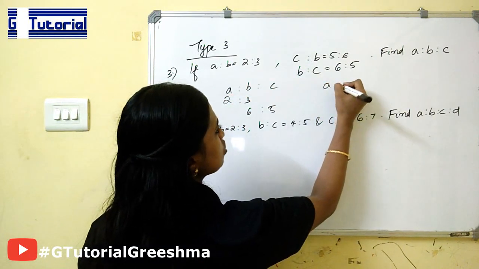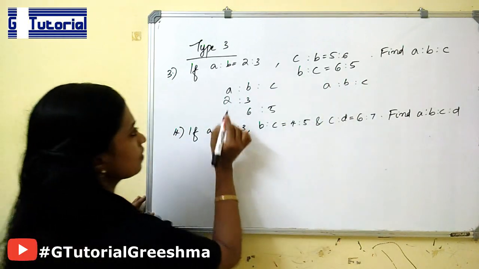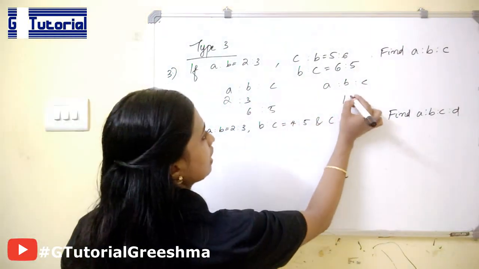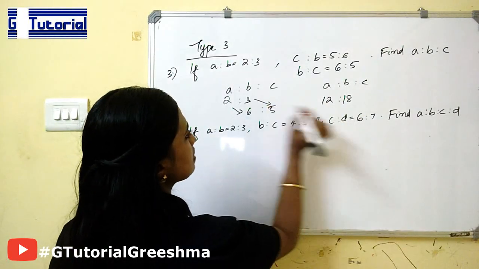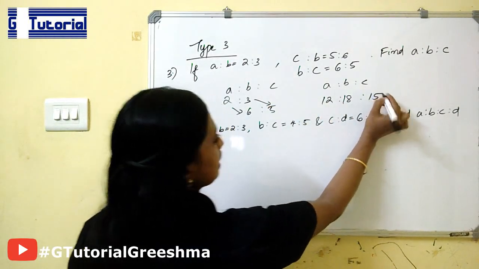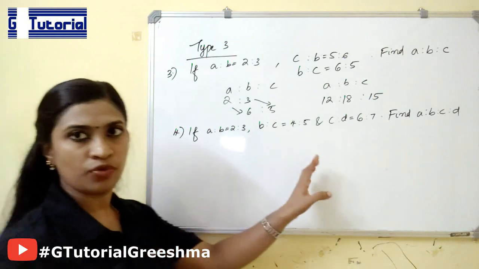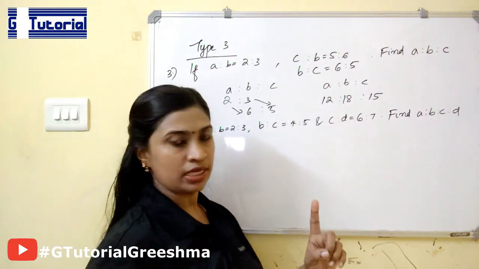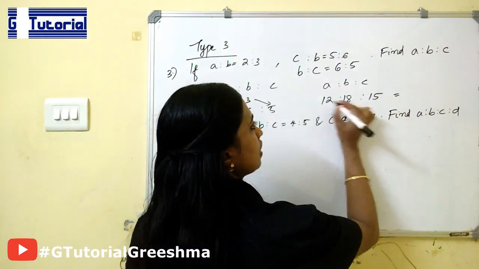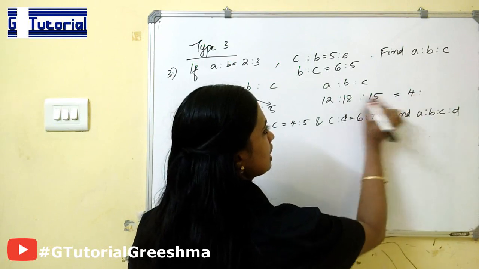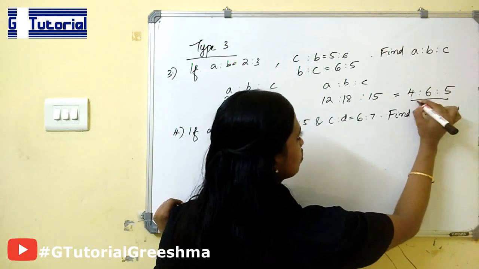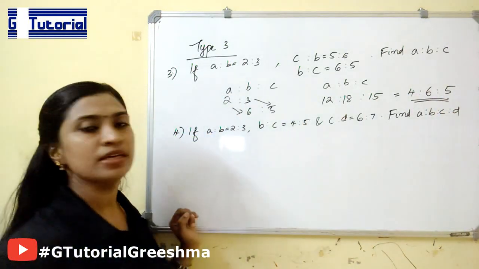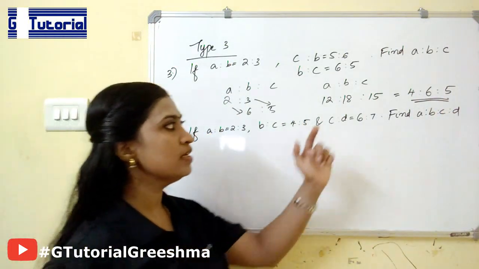So A is to B is to C is 3 6 are 18, 2 6 are 12, and 3 5 are 15. This is not the simplest form. You can cancel out using 3. So 3 4s are 12, 3 6 are 18, and 3 5s are 15. So this is the actual ratio between A, B and C. Always expressed in simplest term.